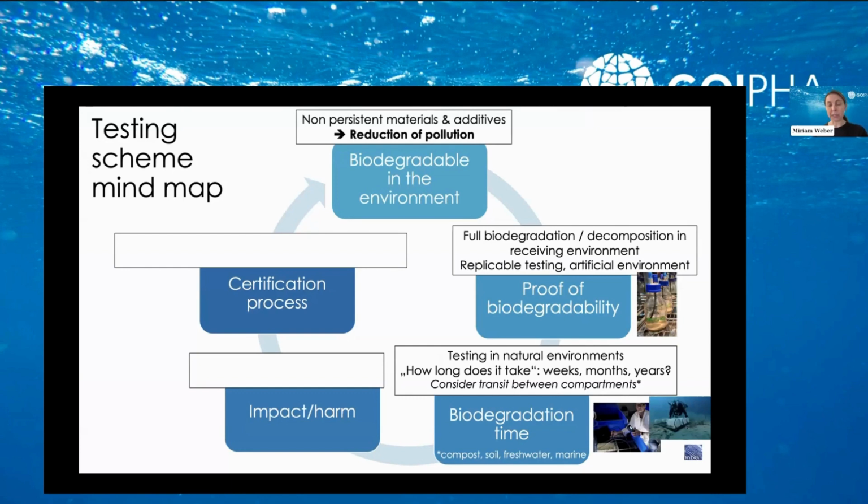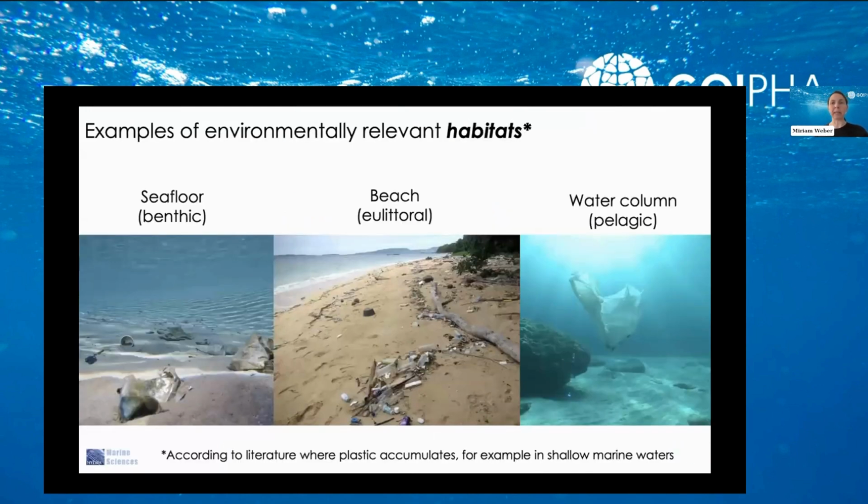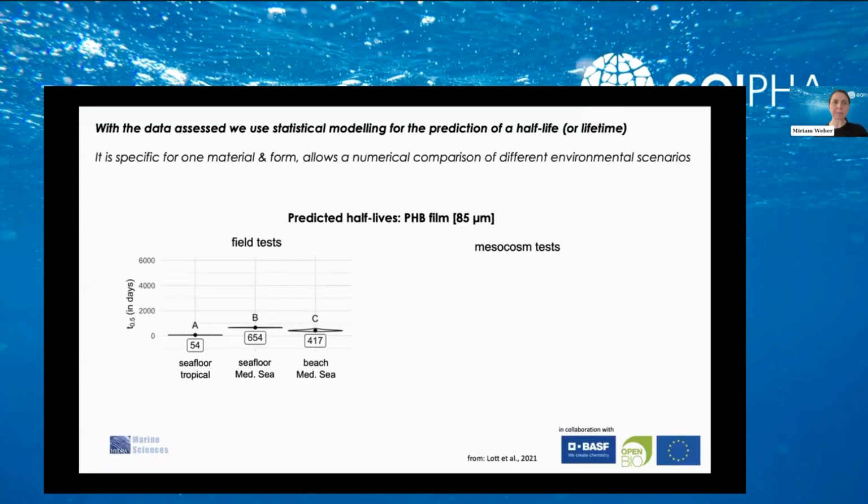We do also consider transit between compartments, so testing in compost and then soil, or from soil a mulch film is washed into a freshwater creek nearby. Or in the marine environment, we then extract the main compartments where products can end up. Here in this case, for example, the seafloor, a beach, and a water column when a product is floating.